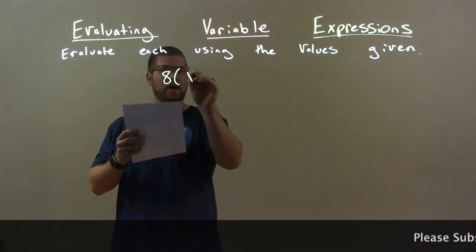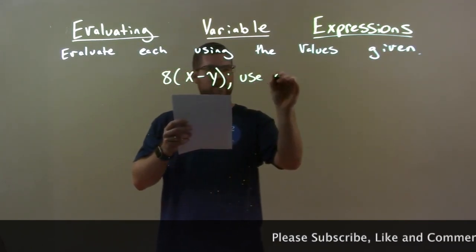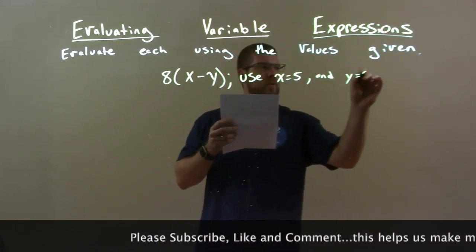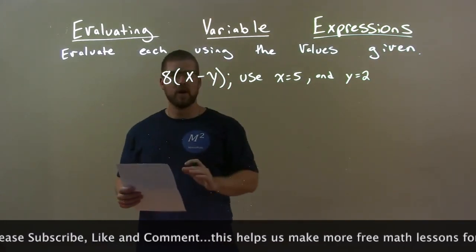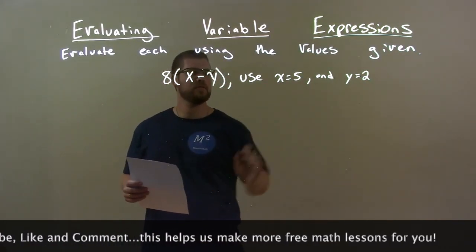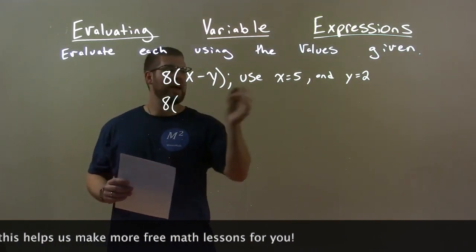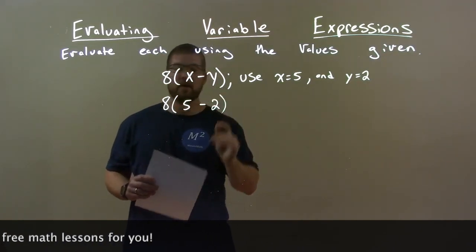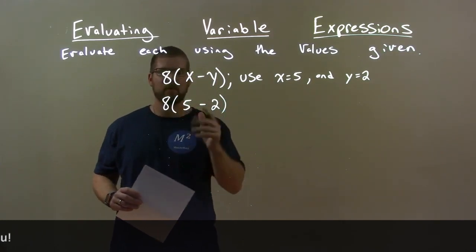8 times x minus y, and we're going to use x equal to 5 and y equal to 2. Okay? So all we're going to do is take this expression and substitute 5 and 2 for x and y respectively. So 8 times x is 5 minus y we said was 2. And now it's time to simplify. Parentheses come first. 5 minus 2 is 3.